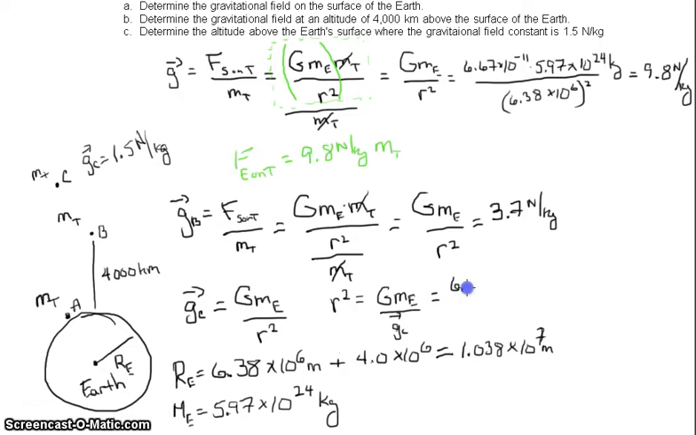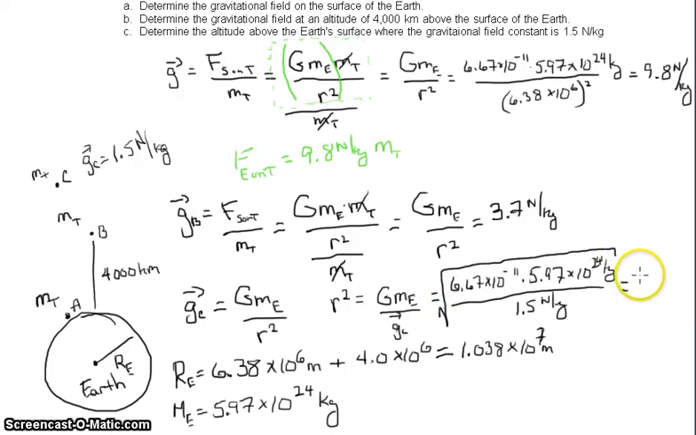Substituting these numbers in, I get 6.67 times 10 to the negative 11th times 5.97 times 10 to the 24th kilograms, divided by 1.5 newtons per kilogram. Oops, almost forgot, I still have to take the square root of this whole thing to get r by itself. If I take the square root, I get 1.63 times 10 to the 7th meters.